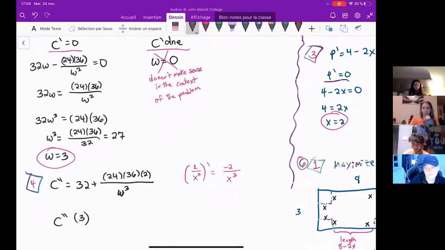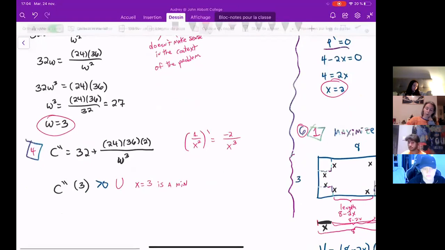So is C double prime of 3 positive or negative? You got it. It's positive, so we have greater than 0 here. So it's happy. So is x equals 3 a max or a min? Minimum. It's a min, which is what we were hoping for. We wanted to minimize cost.